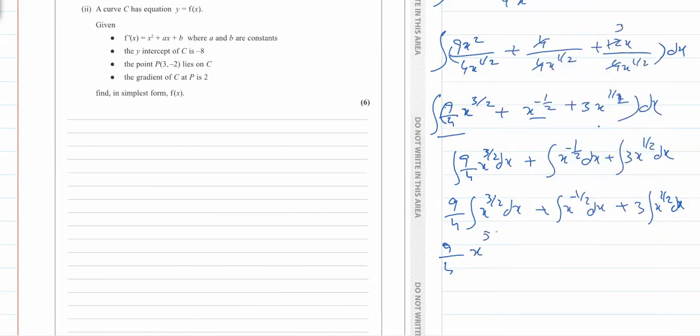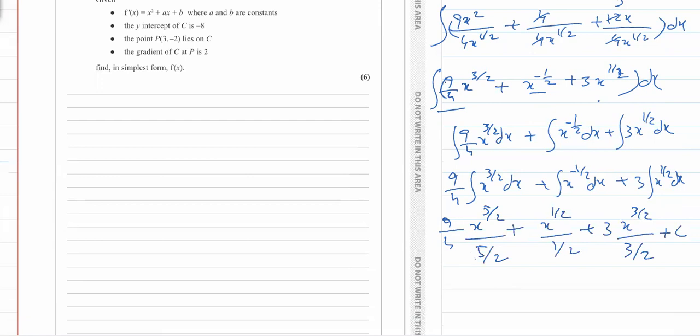So x^(5/2) plus, in this one when you add 1, you will be left with 1 over 2 divided by 1 over 2. Sorry, I have to divide by the same power as well. And plus 3, when I add 1 to this power, I will get 3 over 2 over 3 over 2. And plus the constant of integration, because it is an indefinite integral. For an indefinite integral, we must add the constant of integration.